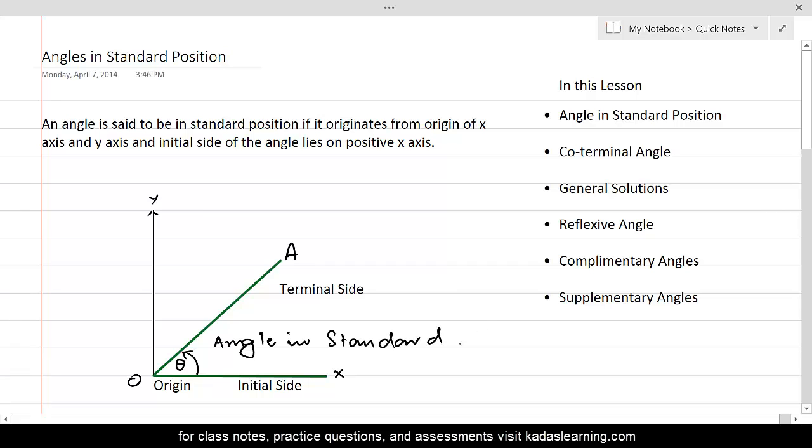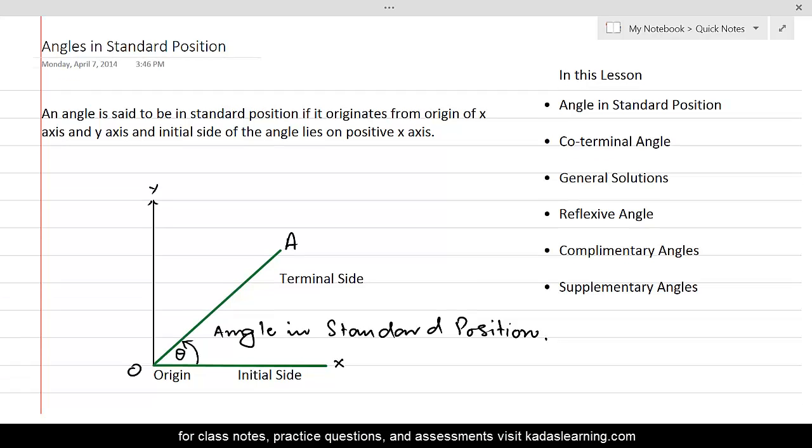It doesn't matter how big or how small the angle is, whether it is a positive angle or a negative angle, as long as its initial side is on the x-axis and this initial side originates from the origin of the x-axis and y-axis, any angle will be called an angle drawn in standard position.